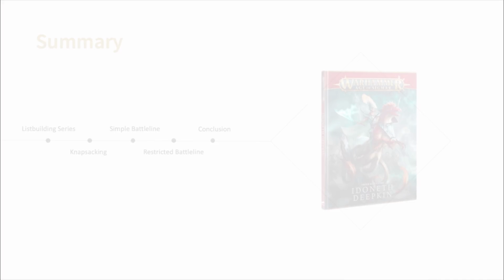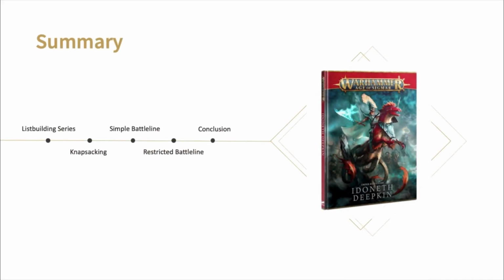Let's take a look at the general overview of what we're going to be talking about today. So we'll first break down the list building series in general, then moving on to the generic idea of knapsacking, and the applied variant for making your list here in Age of Sigmar. Then we'll look at 2 basic ideas, which will be applying this to a simple battle line and then applying it to a restricted battle line, which I'll explain a little bit later, and then of course some concluding thoughts.